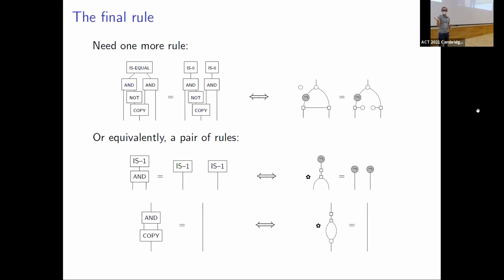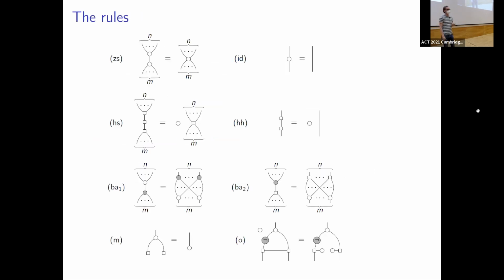That's the first rule. And the second says if I copy an input and I give it to an AND gate, well, it's the same thing as doing nothing with my input. Okay. So we have these 8 rules for the ZH calculus. So we have the spider fusion rule, H-box fusion, we have 2 identity rules, we have 2 bialgebra rules, and then we have these 2 things which are more specific to our calculus, this M and O rule.